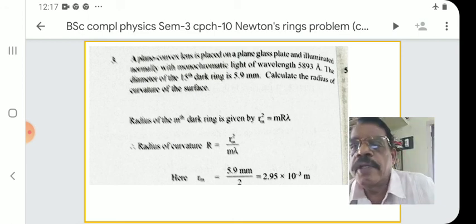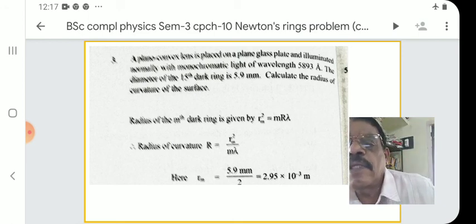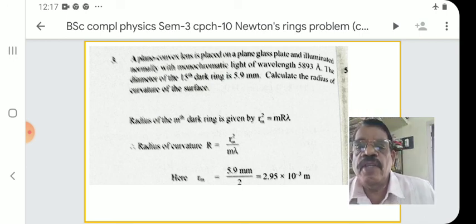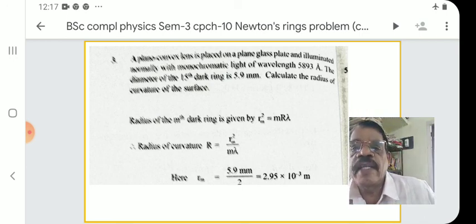I think you can read it. A plano convex lens is placed on a plain glass plate and illuminated with monochromatic light of wavelength 5893 angstrom. The diameter of the 15th ring is 5.9 millimeter. Calculate the radius of curvature of the surface.